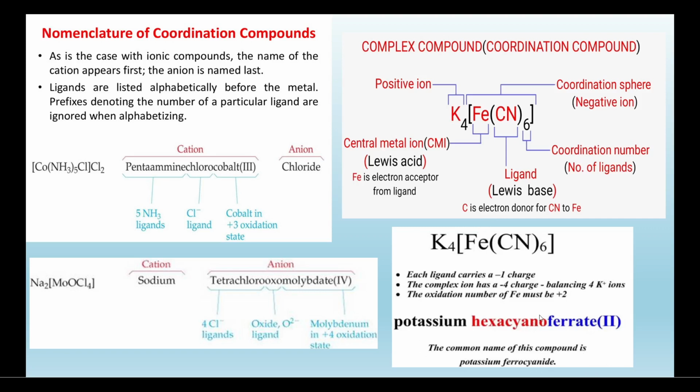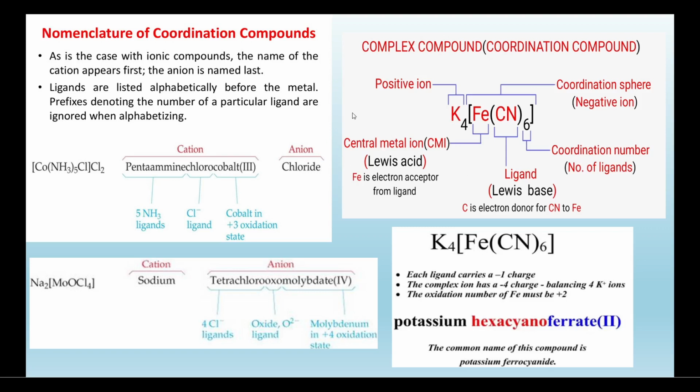The common name of this complex compound is potassium ferrocyanide. This is how we go about the nomenclature of coordination compounds. First, we name the cation, which appears first, and the anion is named last. The ligands are listed alphabetically, and prefixes denote the number of each particular ligand, which is ignored when alphabetizing.